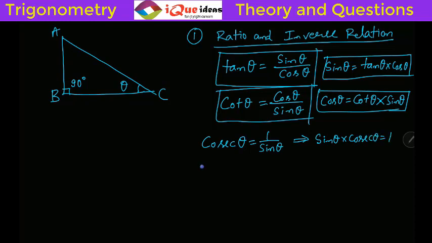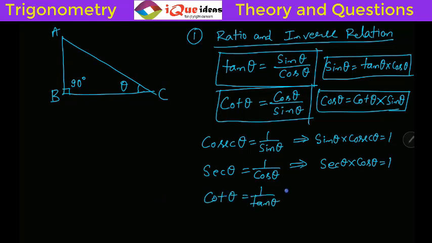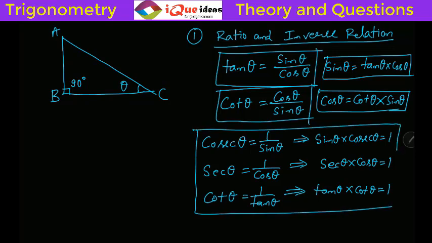Alright. Similarly, sec theta is actually equal to 1 by cos theta. From there you can see directly that sec theta into cos theta is equal to 1. Similarly, cot theta is equal to 1 by tan theta. From there you can see that tan theta into cot theta is equal to 1. All these are supposed to be memorized directly.